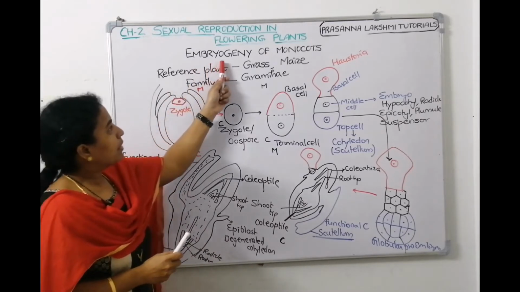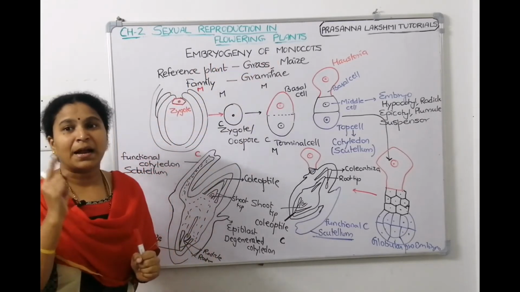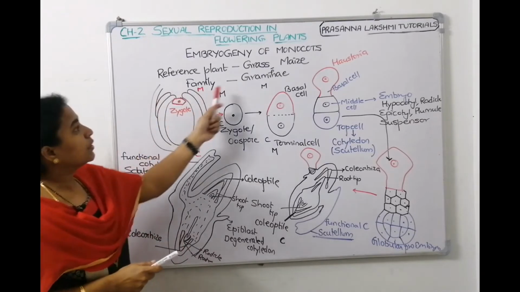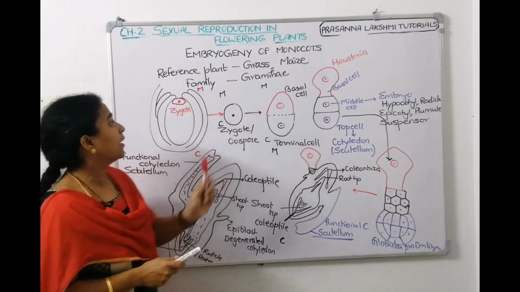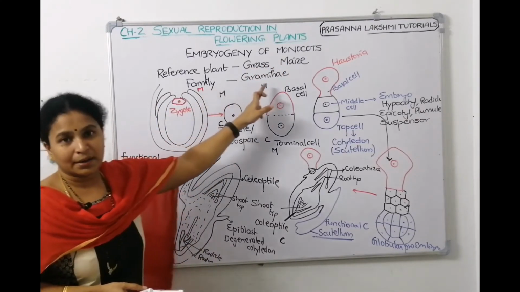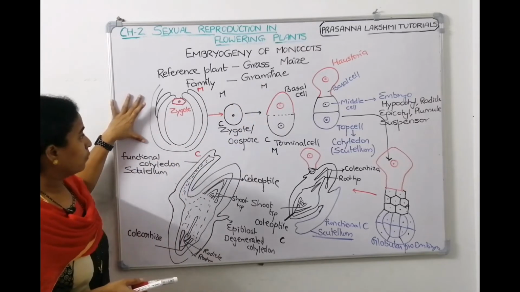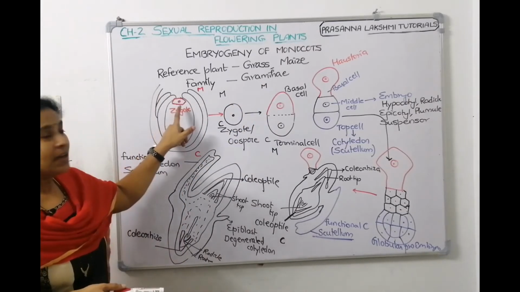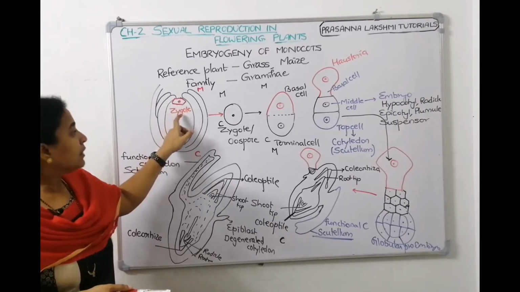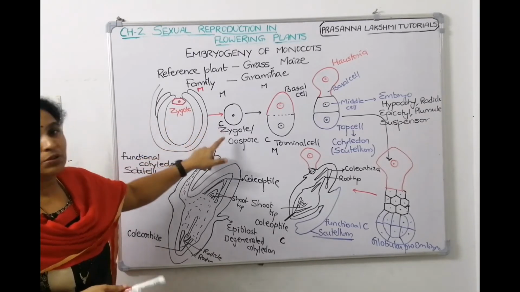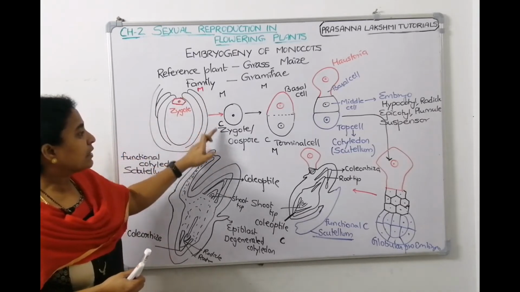So, embryogeny of monocots. Which plant are we taking as reference? We'll take the reference of the grass plant or the maize plant. It belongs to a family called Graminae. This is the ovule. Towards the micropylar end is the matured zygote. That zygote, when we take it out and see, this is the micropylar end and this is the chalazal end.